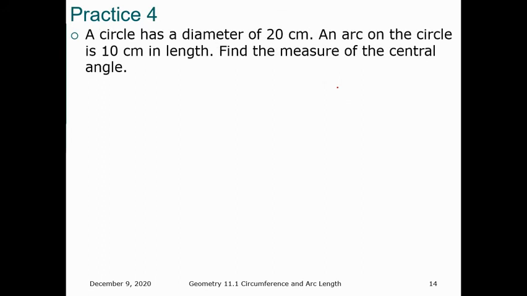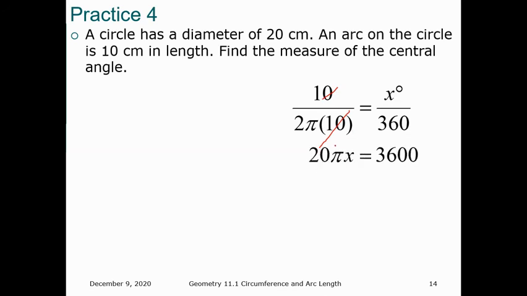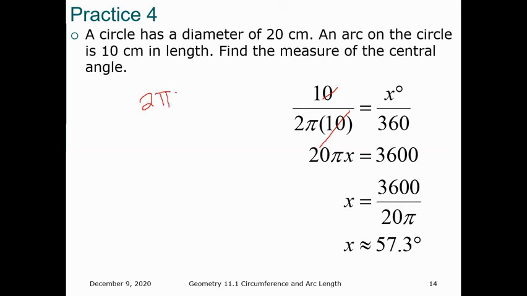A circle has a diameter of 20 centimeters. An arc on the circle is 10 centimeters in length. Find the measure of the central angle. If we've been given a diameter of 20 centimeters, what is our radius? That's right. Our radius is 10. So we have 10 centimeters in length divided by 2 pi times 10. Notice we can cancel our 10s, and that equals x over 360. So they didn't do it that way. But if we did it that way, then we just would have had 2 pi x is equal to 360. And we divide that by 2 pi. And then your x would be the same thing of 57.3.